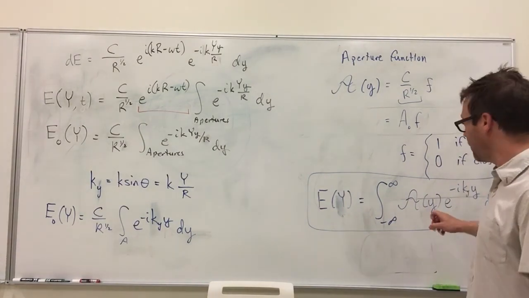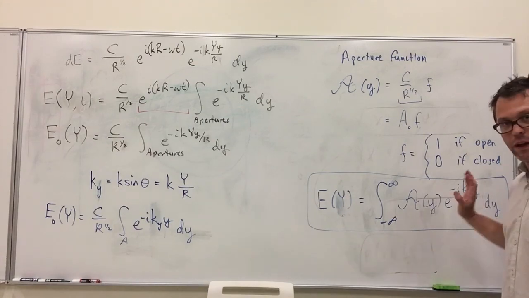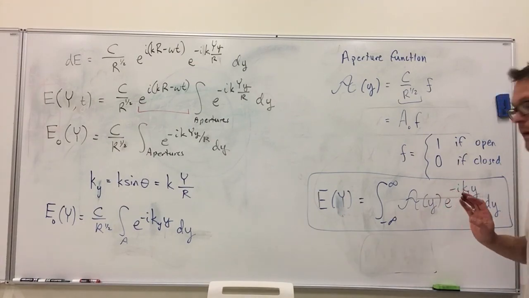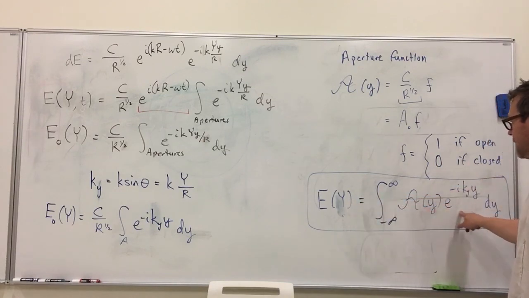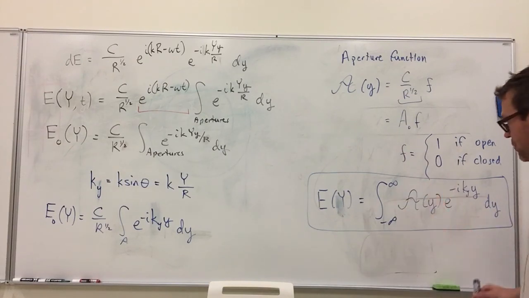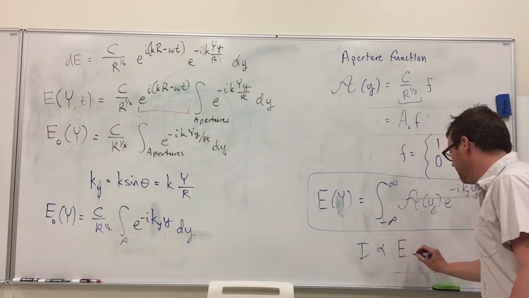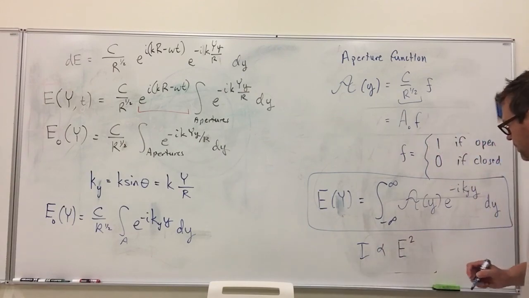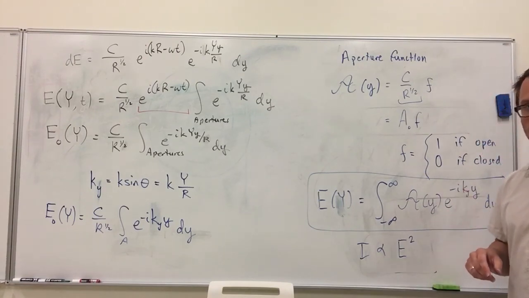I think I'm going to stop here at this formula, because this is where I wanted to get you. The pattern on the screen is proportional to the Fourier transform of the aperture function. And you can also remember that the intensity would then be proportional to E squared. So it would be like the square of the Fourier transform. So we're going to see some cool examples of this in class.